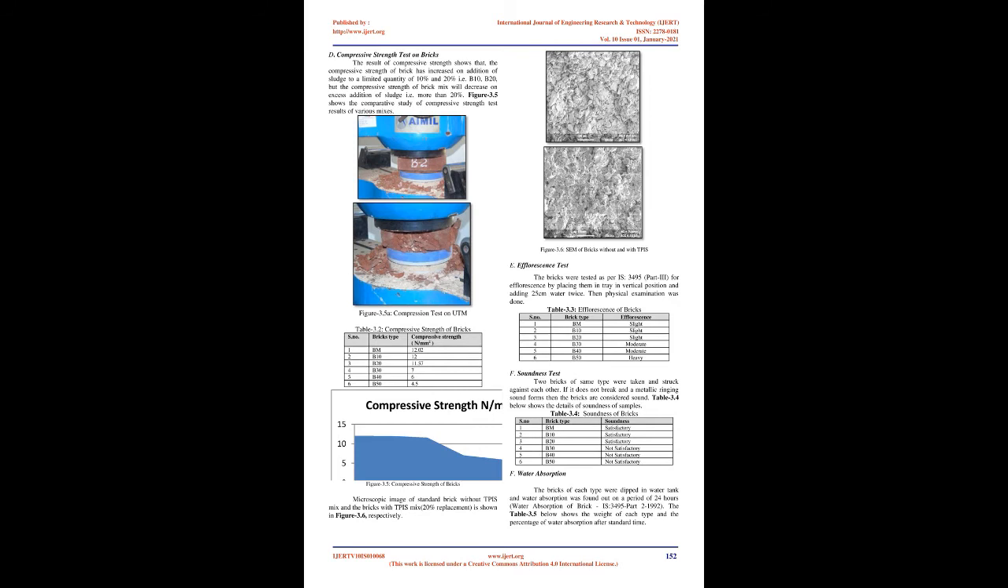F. Soundness test. Two bricks of the same type were taken and struck against each other. If they do not break and a metallic ringing sound forms, then the bricks are considered sound. Table 3.4 below shows the details of soundness of samples.